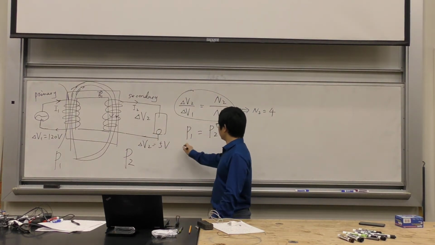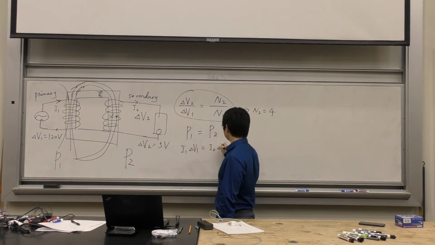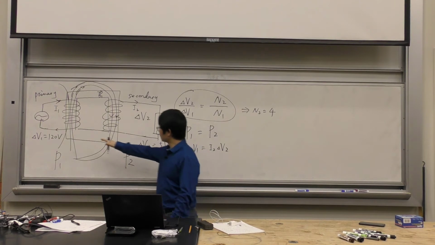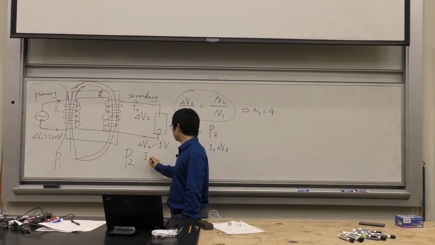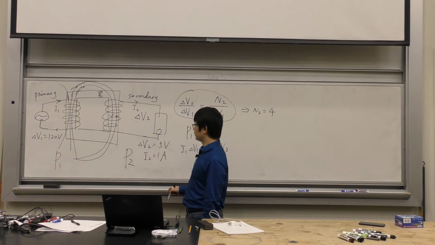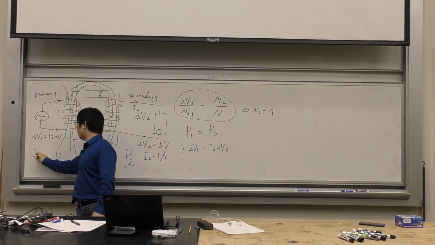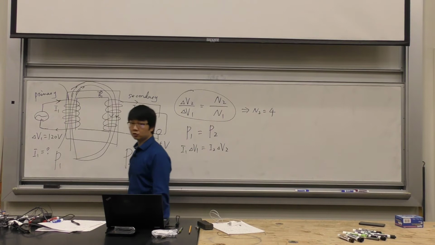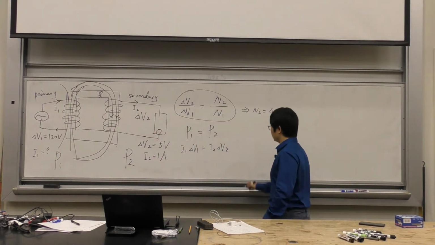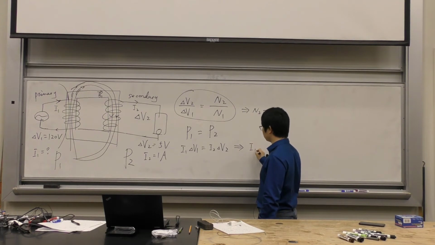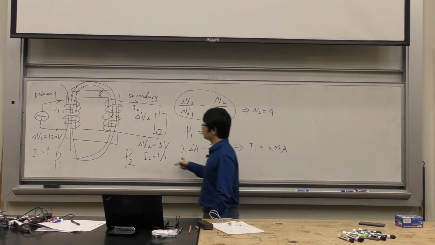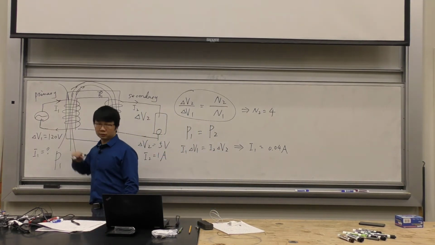But you see that I have I1 V1 equals I2 V2, right? The problem tells me this, and also the output current I2 is 1 amp. So you're actually finding I1, not I2. Don't get them mixed up. If you rearrange this equation, you have all the numbers you need. I1 is going to be 0.04 amp. So that's the current it draws from the outlet.